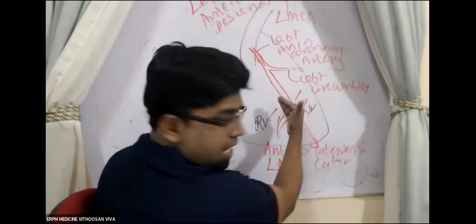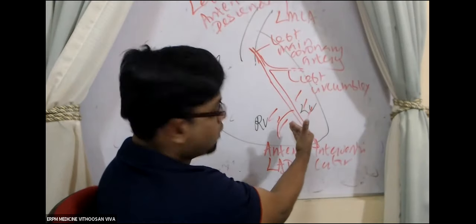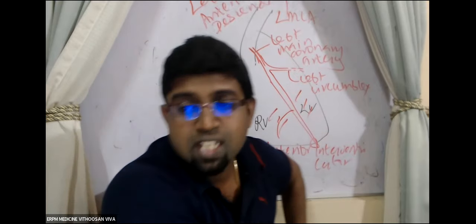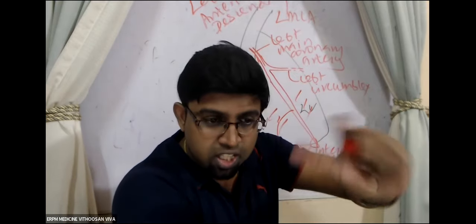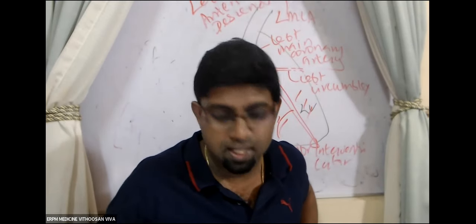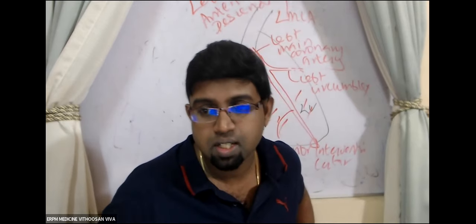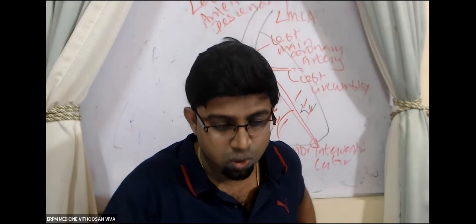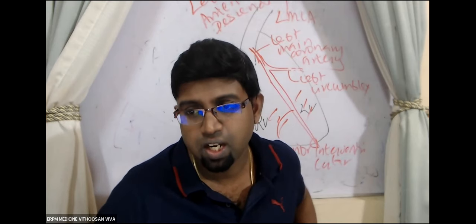So inside the heart, you have the interventricular septum. Actually, within a few minutes, we are going to discuss that. This is supplying the anterior 2/3 of the septum. Okay, guys, look here.